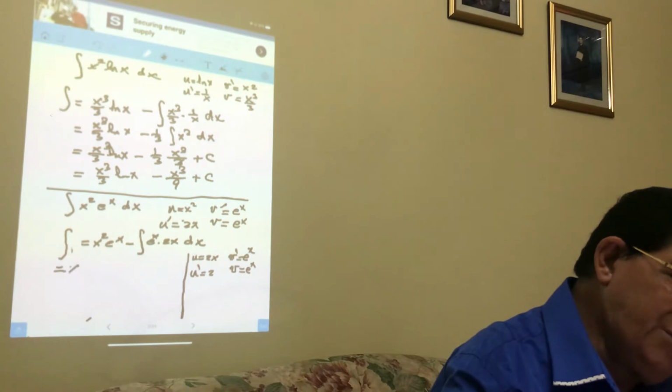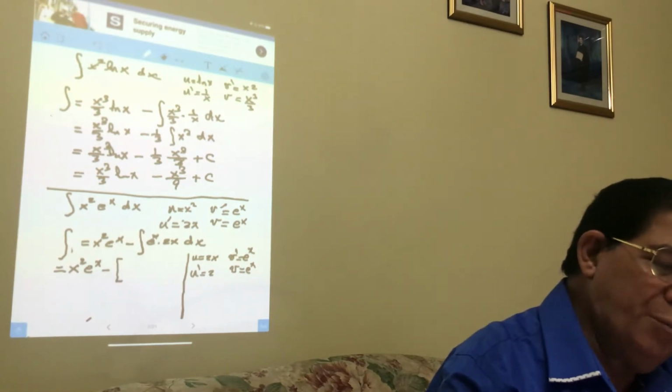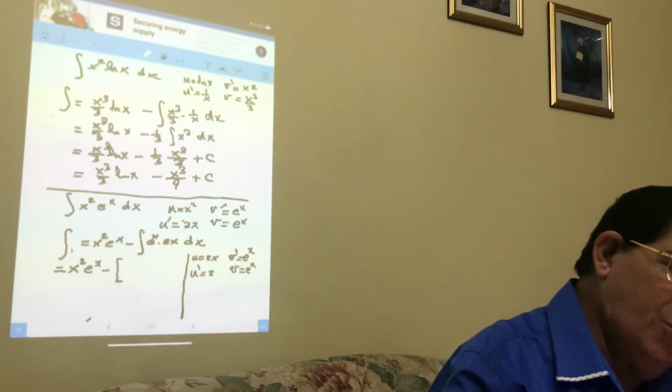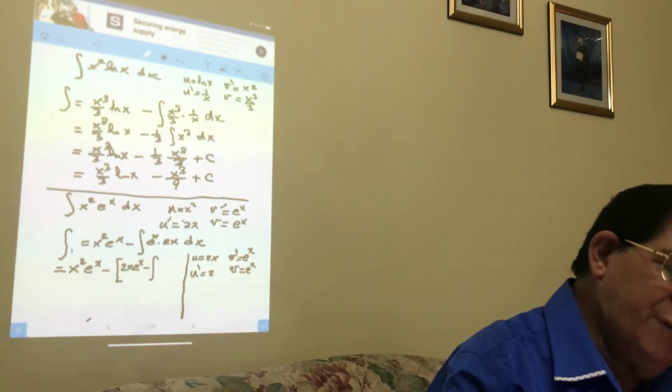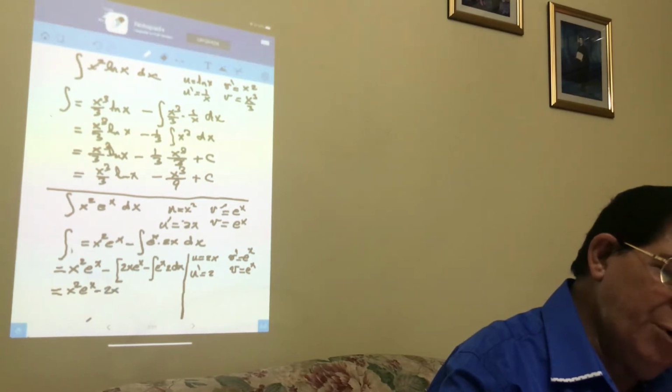Therefore this is equal to x squared e power x minus, now we are applying the rule by parts for this one using this information. The rule says uv, which is 2x e power x, minus the integration of v e power x times u dash, which is 2 dx. Therefore it is equal to x squared e power x minus 2x e power x plus 2 e power x plus c.